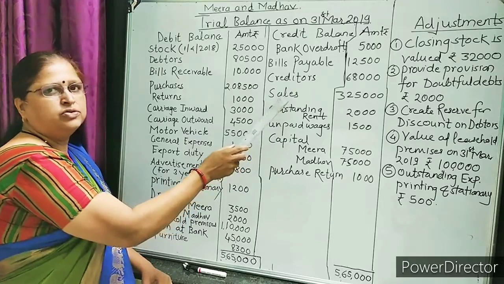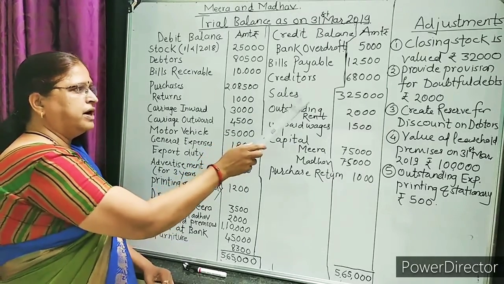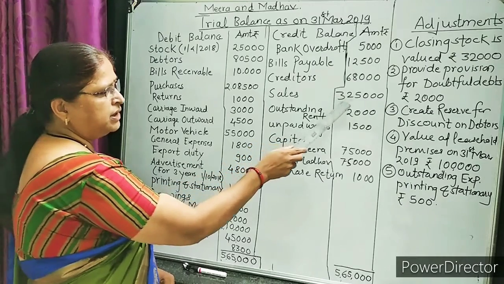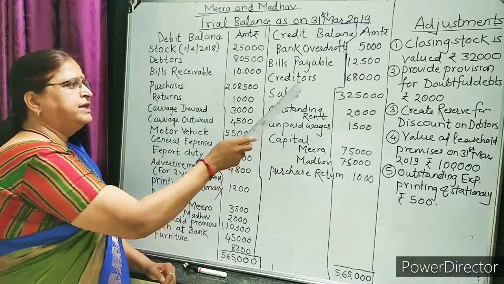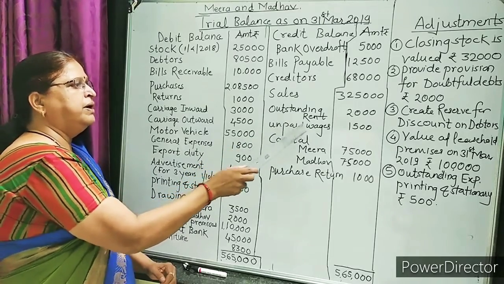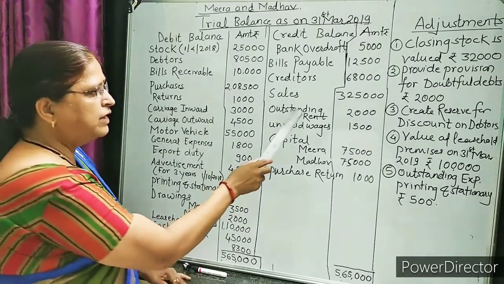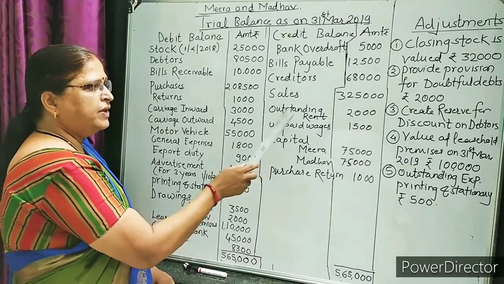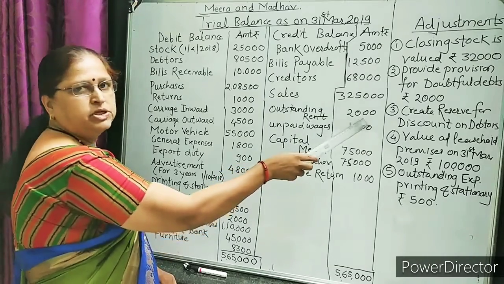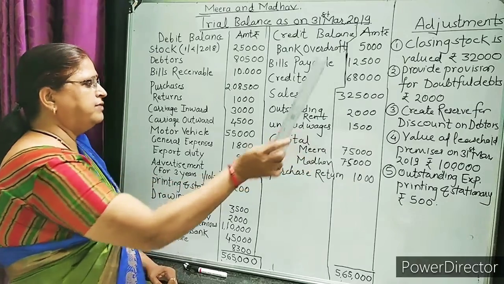Sales, it is the direct income and we have to take to the trading account credit side, sales rupees 3,25,000. Now see the outstanding rent. This outstanding rent and unpaid wages, it is given in the trial balance. So only one effect you have to give, to the balance sheet liability side. Outstanding rent rupees 2,000 and unpaid wages rupees 1,500.